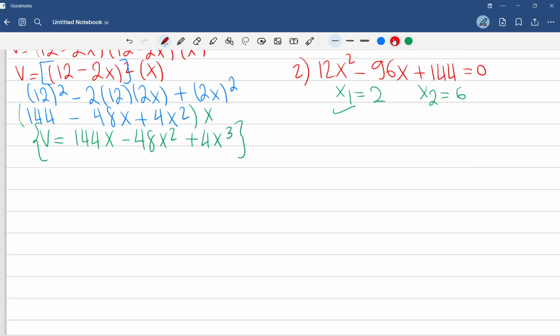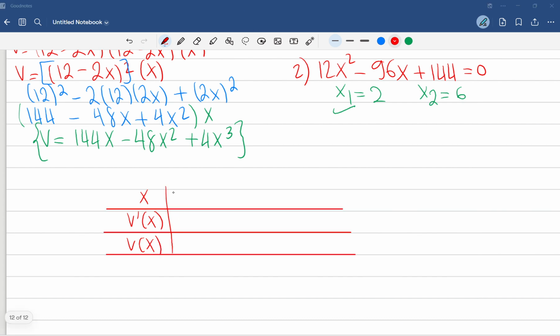Then I'm going to draw my table. I'm going to have x, v prime of x, and v of x. Let me just fix my table first. So I'm going to start with my domain, 0, 6, and I'm going to put the value that I got, 2. Now I'm going to take a value in between 0 and 2. I'm going to be working with my v prime. So the ones in green are going to be my v prime. So what's my v prime expression? 12x squared minus 96x plus 144.